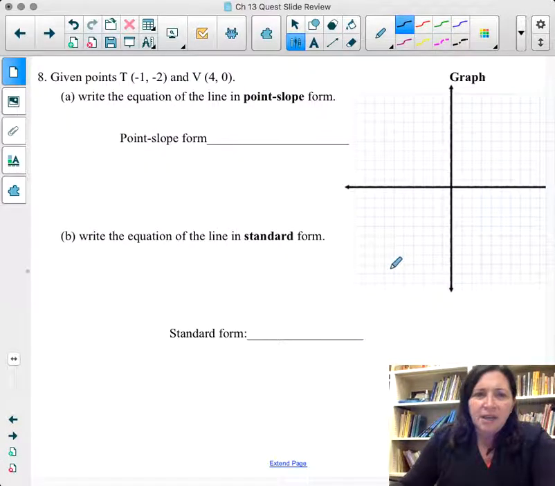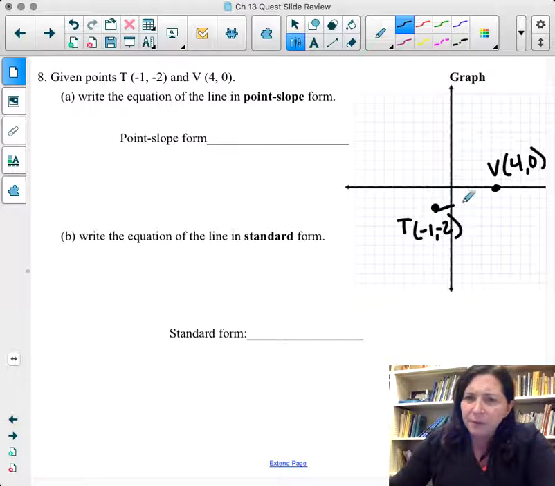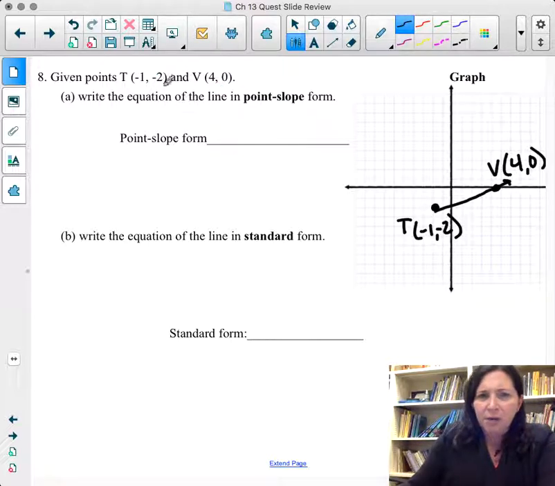The next question says, given these 2 points, here's this point T, which is (-1, -2), and V, which is (4, 0). Write the equation of the line in point slope form. So we actually have this line, and we want to write it in point slope form. They gave us two separate points, so pick a point that you want to use.